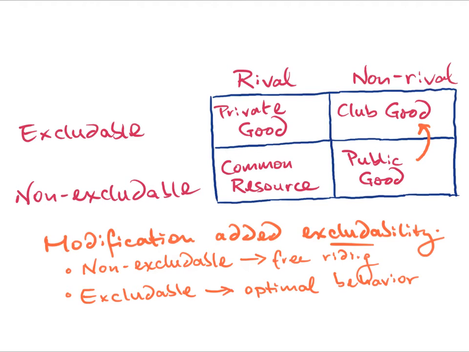So let me summarize. When goods are not excludable, people want to be free riders. When goods are excludable, people will behave optimally. So this indicates there's going to be a problem both with common resources and public goods. If we let people decide on their own what to do, public goods will be underprovided. People don't want to contribute to the common good.